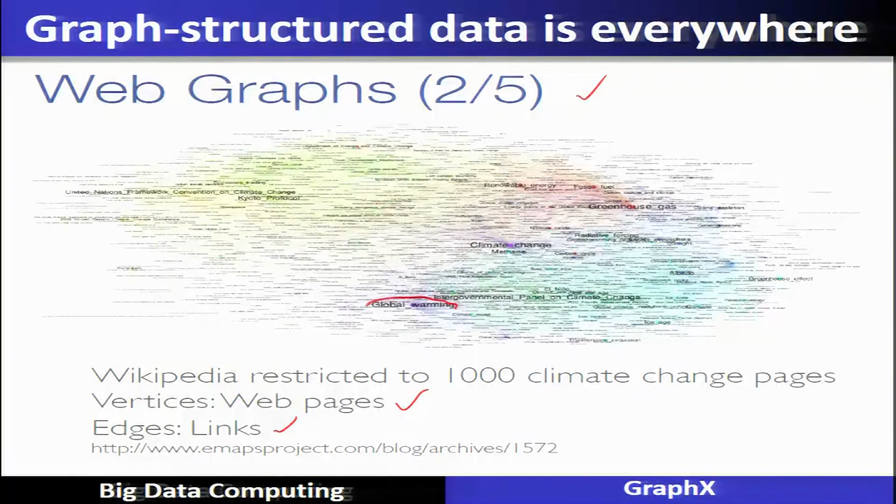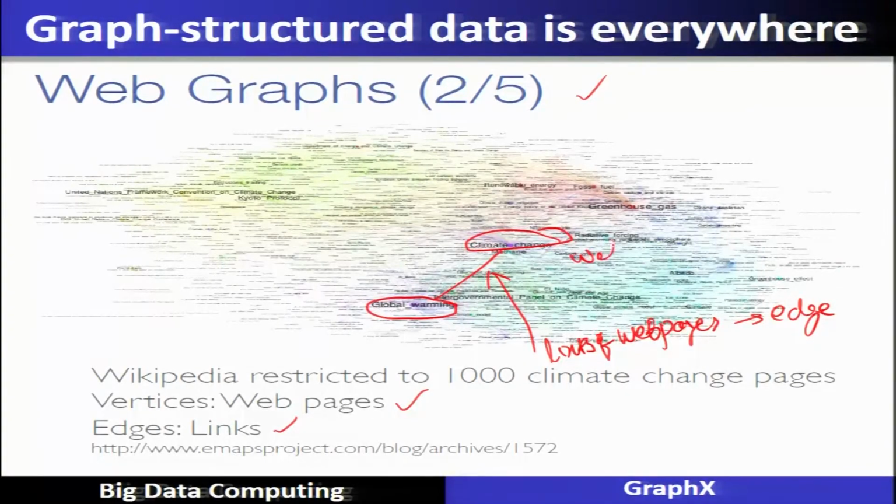So we can see here these are the web pages, global warming and climate change and so on, they become the vertices, and the connections or the links between these web pages become an edge, and these web pages are the nodes. So this will form a web graph which comprises nodes and edges.